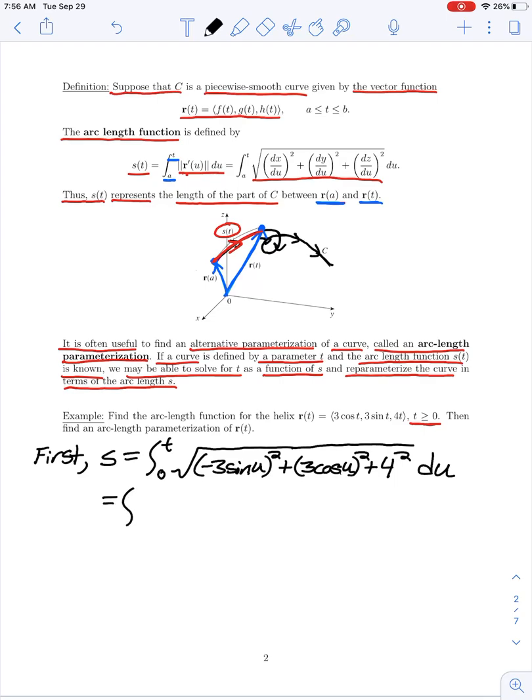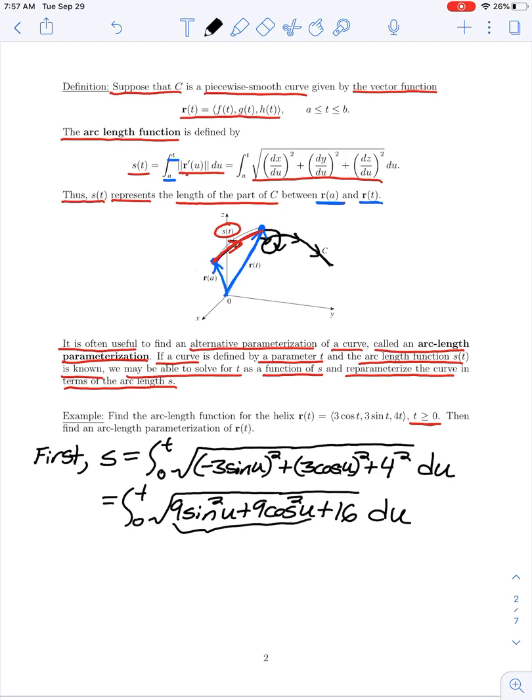So here, if I have the integral from 0 to t, and I expand these expressions under the radical, I would have 9 sine squared u plus 9 cosine squared u plus 4 squared, or 16, du. Then the sum of these first two squared terms would just be 9. If I factor out a 9 from each of those expressions, I'm left with sine squared u plus cosine squared u, which is 1. So I really have the integral from 0 to t of root 9 plus 16 du.